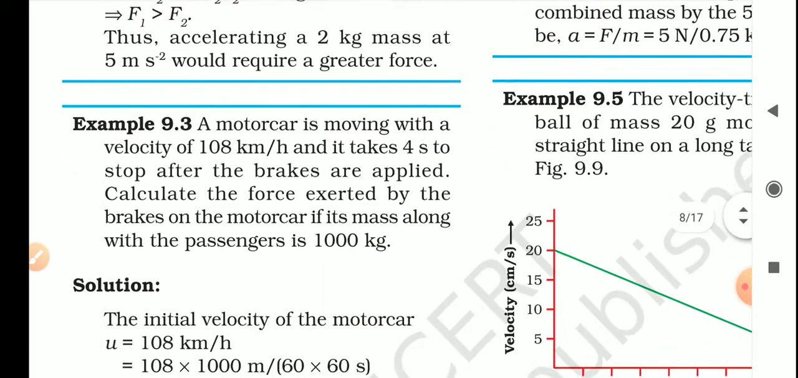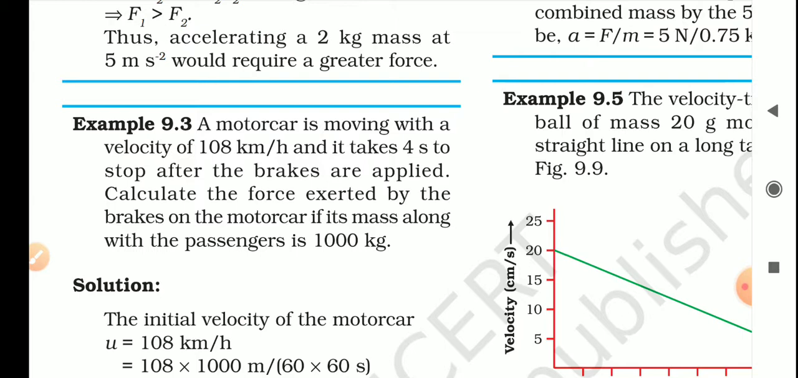Third example: a motor car is moving with a velocity of 108 km per hour and it takes 4 seconds to stop after the brakes are applied. Calculate the force exerted by the brakes on the motor car if its mass along with the passengers is 1000 kg. So the final velocity is 0 because after application of brakes, after 4 seconds the vehicle comes to rest.